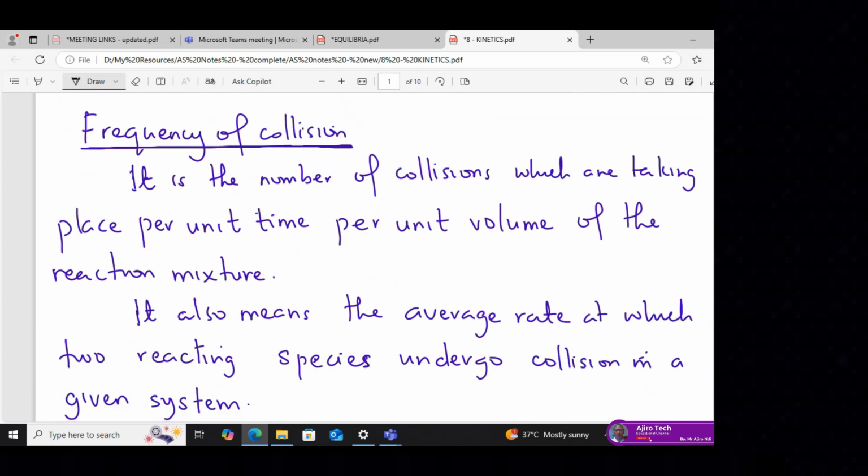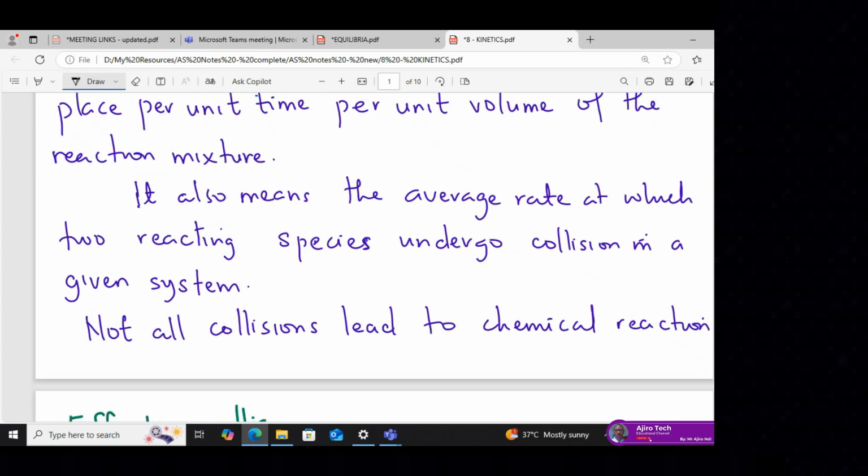Then you define, do you understand, frequency of collision. Can you read? It is the number of collisions which are taking place per unit time per unit volume of the reaction mixture. It also means the average rate at which two reacting species undergo collision in a given system. Not all collisions lead to chemical reaction.